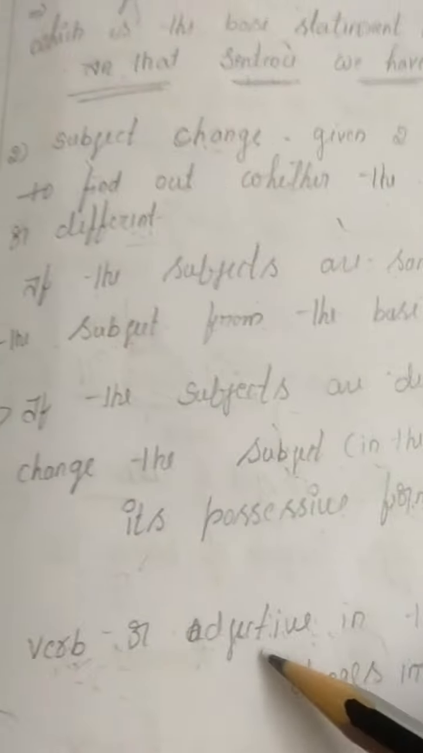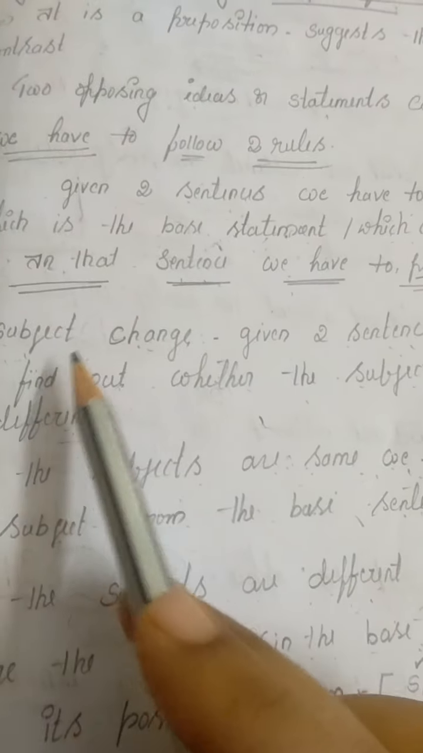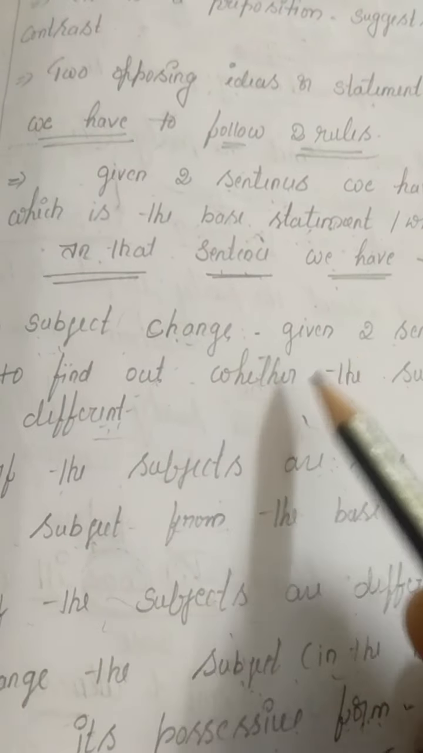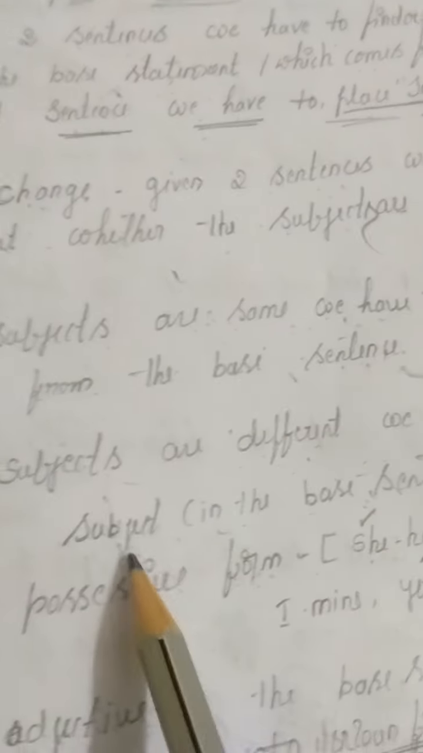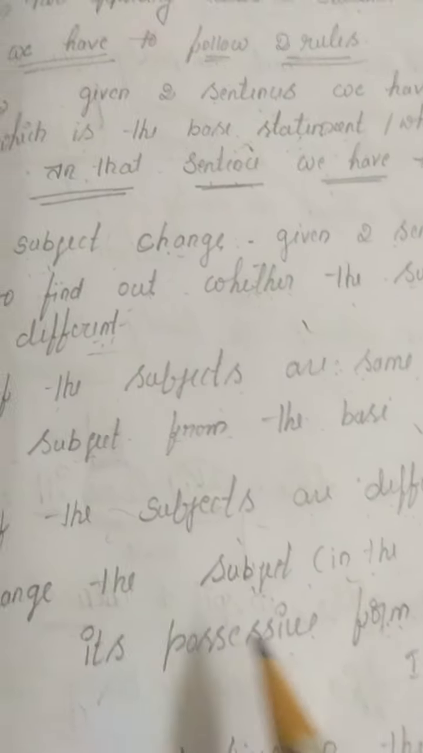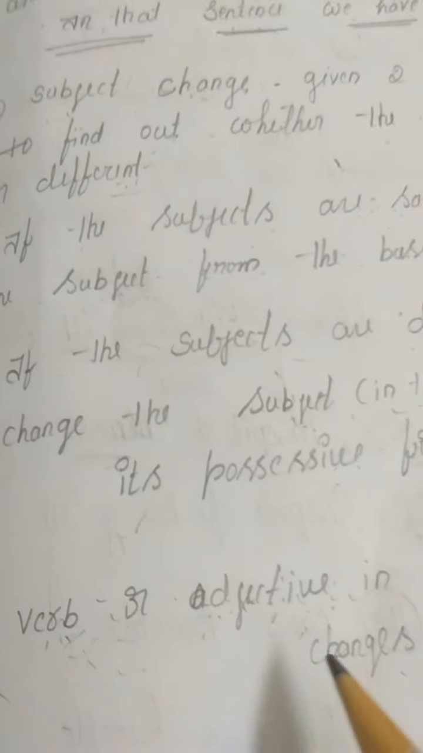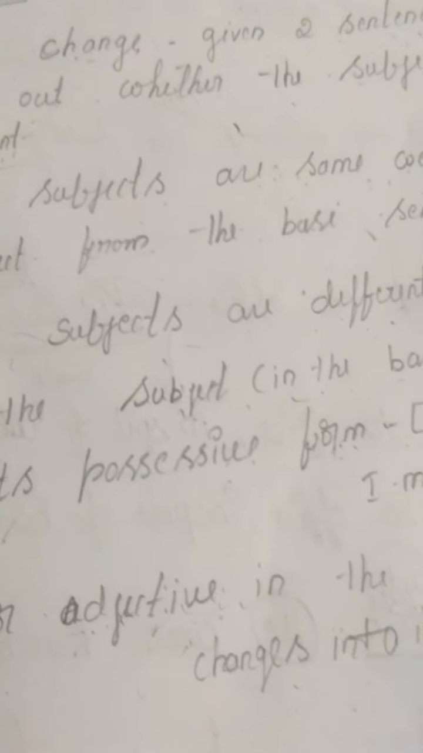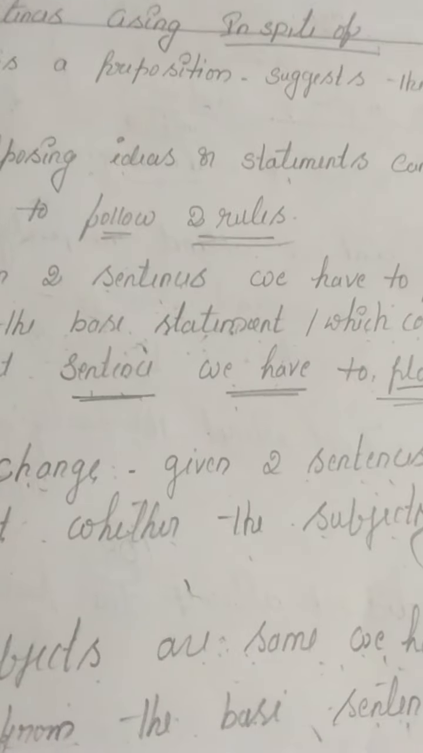If we follow these three rules, first we find the base sentence and keep "in spite of" there. After that, the subject change: if the two subjects are the same, we remove the subject from the base sentence; if they are different, we change it to its possessive form. After that, we change the verb or adjective in the base sentence into its noun form. If we follow these three rules, we can simply combine sentences using "in spite of".